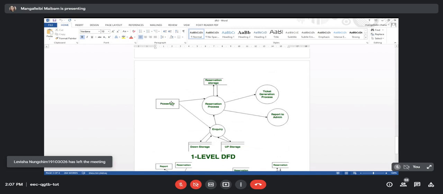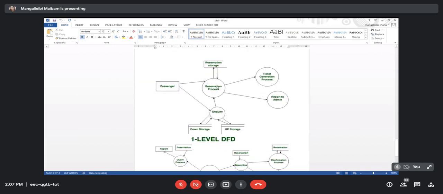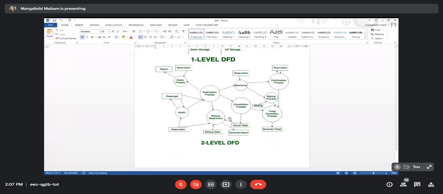So passenger has certain types of process to be done. So here only the reservation process is shown. Here how many processes are shown? From reservation we have ticket generation process, we have report to admin, we have inquiry. So this does not say that you must draw the same diagram as what I have shown here. You have to understand the concept and you can draw diagrams accordingly. Okay. So we will study some more examples.